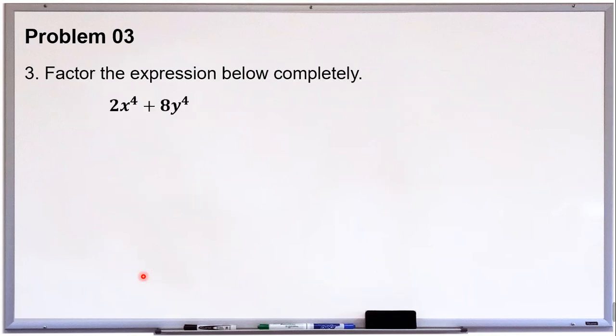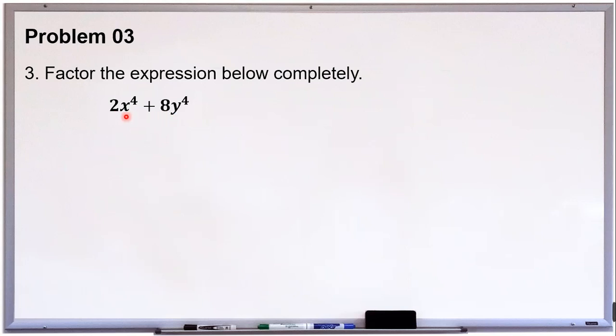Next, let's proceed to problem number 3. In this problem, you are going to factor the expression below completely. So you have 2x to the fourth plus 8y to the fourth. Now, the first step in factoring is to eliminate the common factors among the terms in the given expression. We only have two terms here, 2x to the fourth and 8y to the fourth.